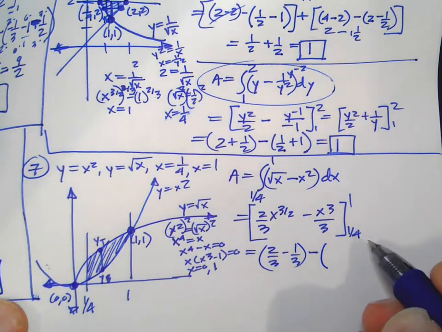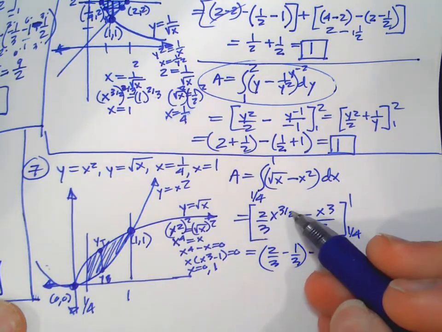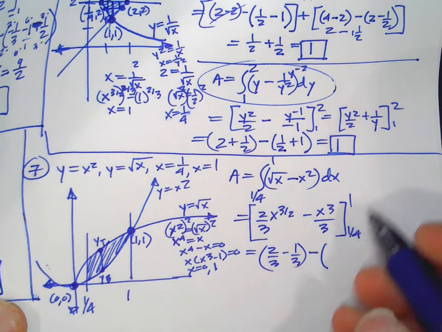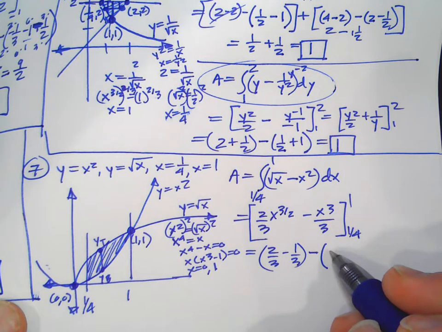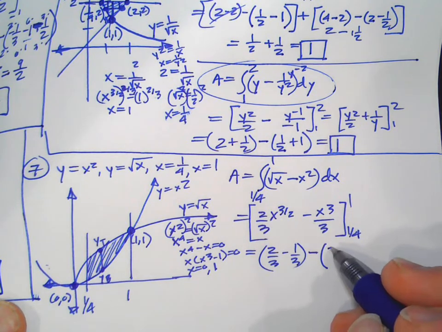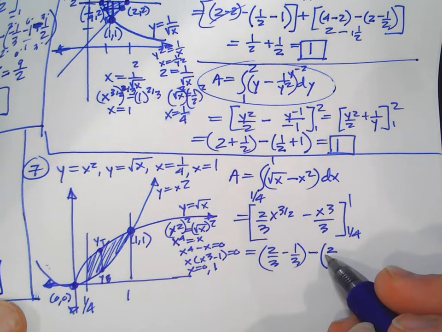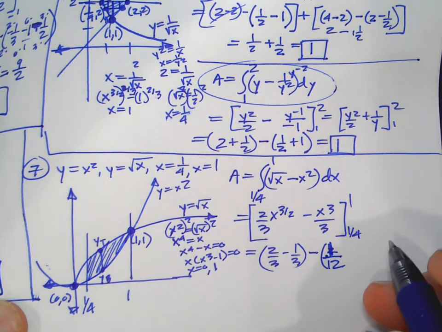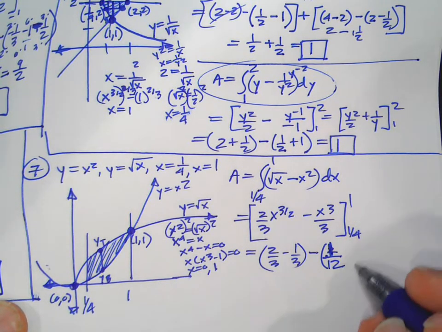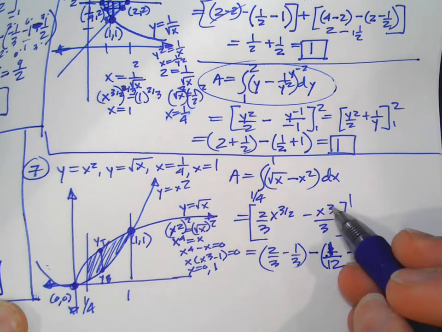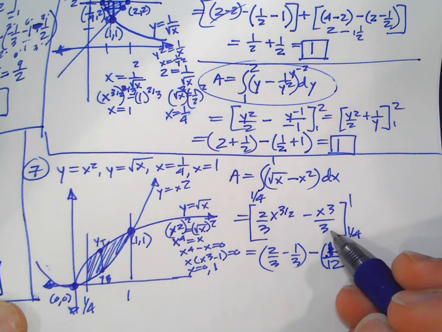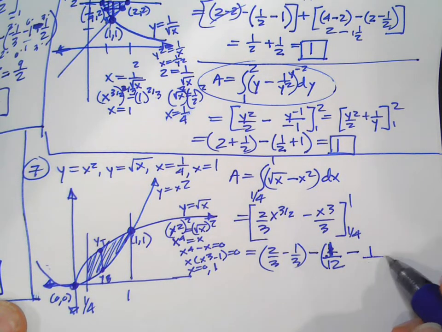And then plug 1/4 into this. We do the square root first, which is 1/2. And then you cube it, and you get 8. And one of the 2's reduces with that, so it's going to be 2. It's going to be 1/12. Minus, if we plug 1/4 in this, the 4 gets cubed. That's 64 times 3 is 192. So 1/192.